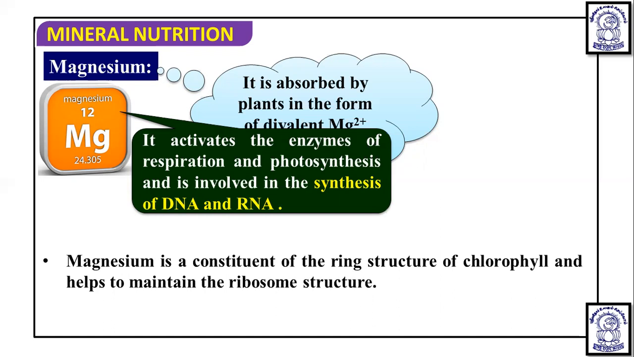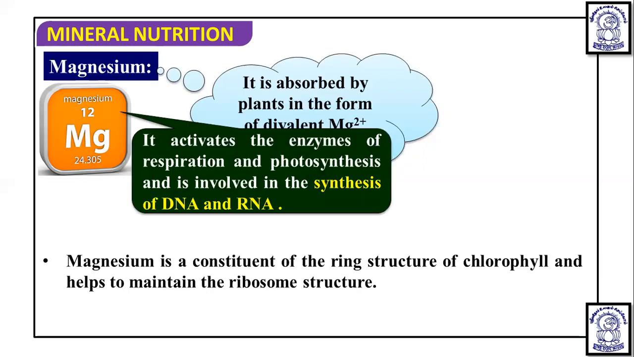In the porphyrin ring, magnesium is present in the chlorophyll structure, and it is also required for the maintenance of ribosome structure. A 0.001 molar concentration is required to form a dimer, otherwise they will be found in a dissociated form.